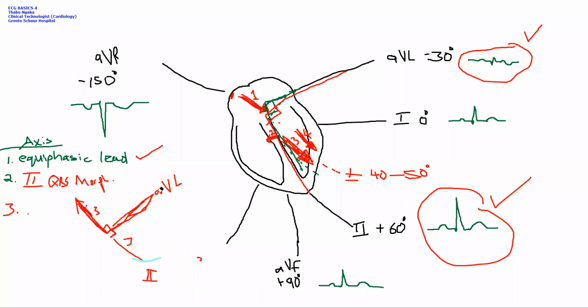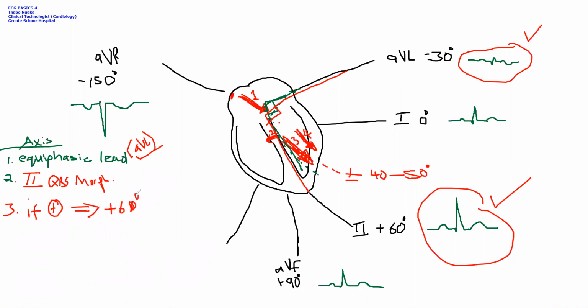Do we agree? I hope so. So step number 3 says, you look at lead 2 QRS morphology. So the equiphasic lead is AVL, so you look at lead 2. If positive, then your axis is about 60 degrees.